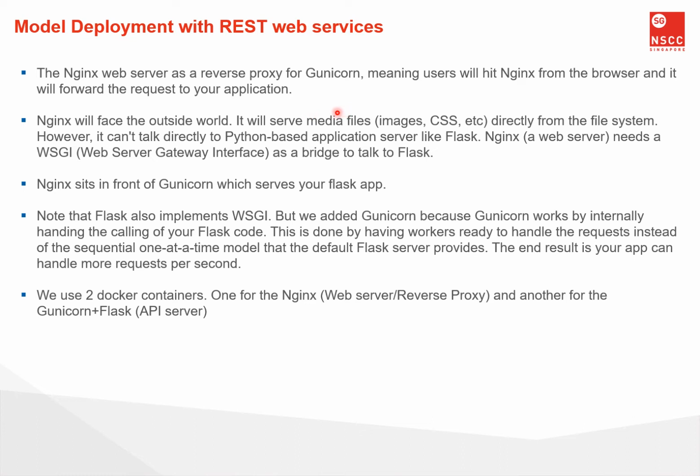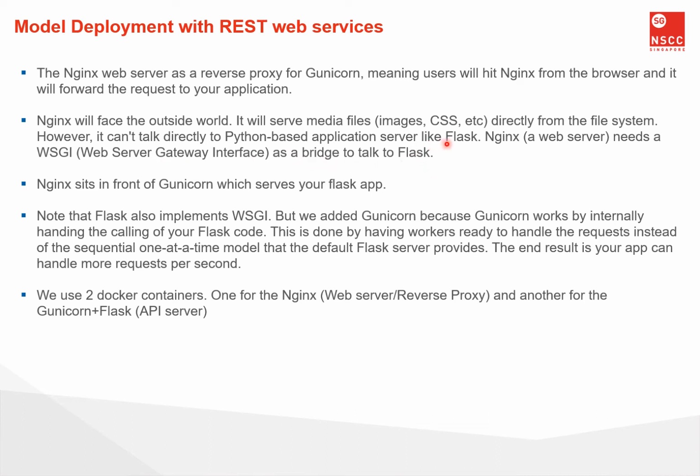For example, there may be static information like images, CSS, HTML, and so we don't need to go talk to the Gunicorn to retrieve all this. All this can come from the Nginx directly and from the file system attached to it. However, the Nginx doesn't understand Python directly. So to talk to a Python-based application, it needs a Python-based application server like Flask. So Nginx, being a web server, needs a gateway, the WSGI, which acts as a bridge to talk to the Flask.